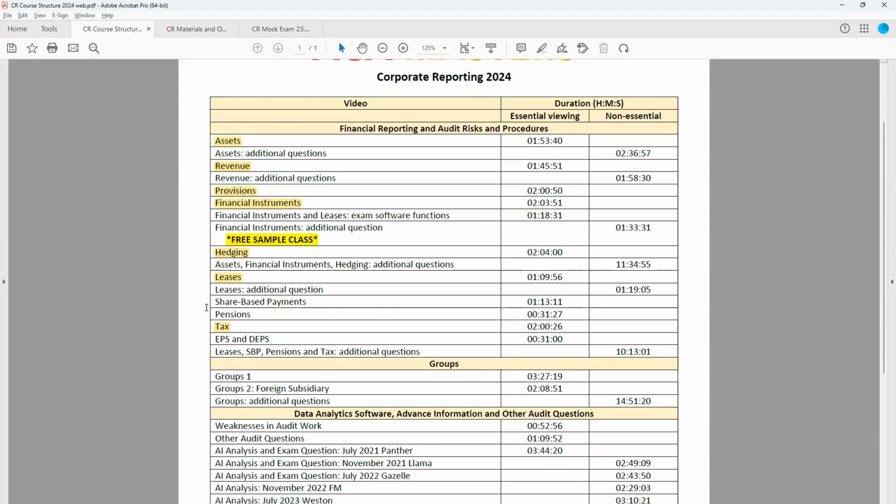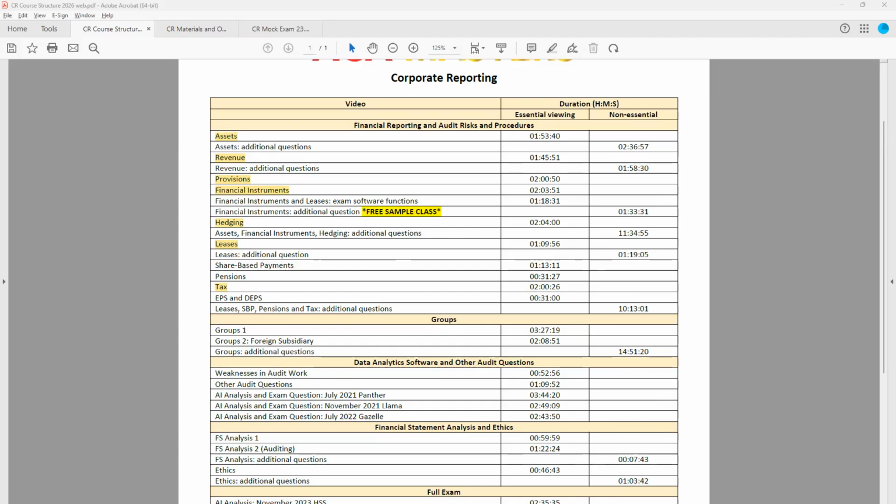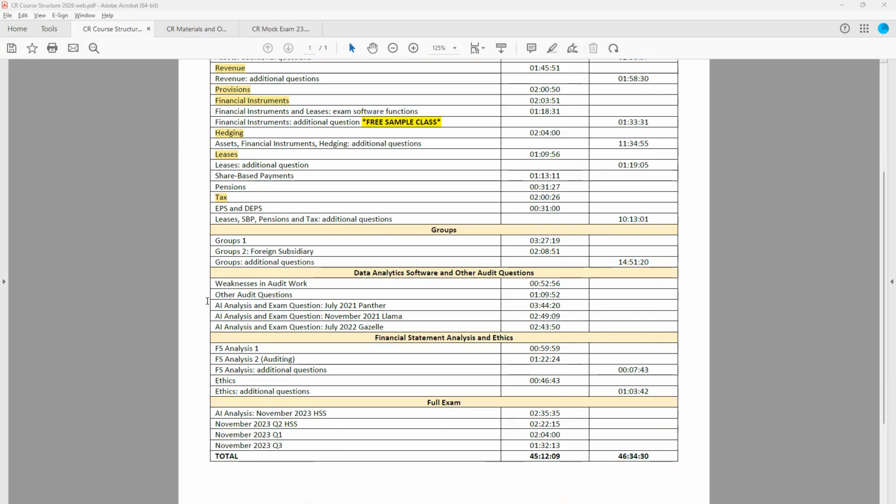We'll firstly work through the financial reporting and the audit risks and procedures questions before moving on to look at the other audit questions. So in the same way, I'll explain any key technical content you need to understand and then work through exam questions to demonstrate the exam technique to use. We'll then move on and look at the data analytics software questions.